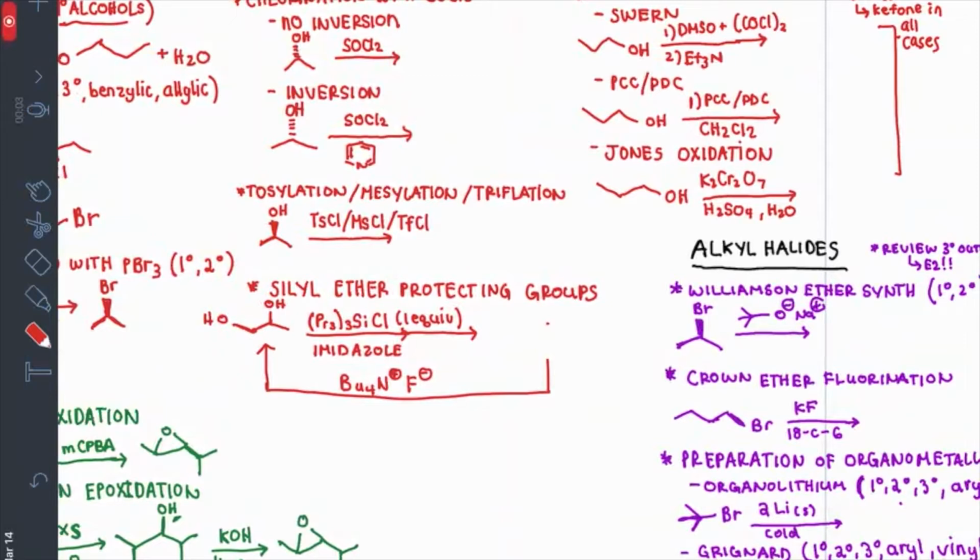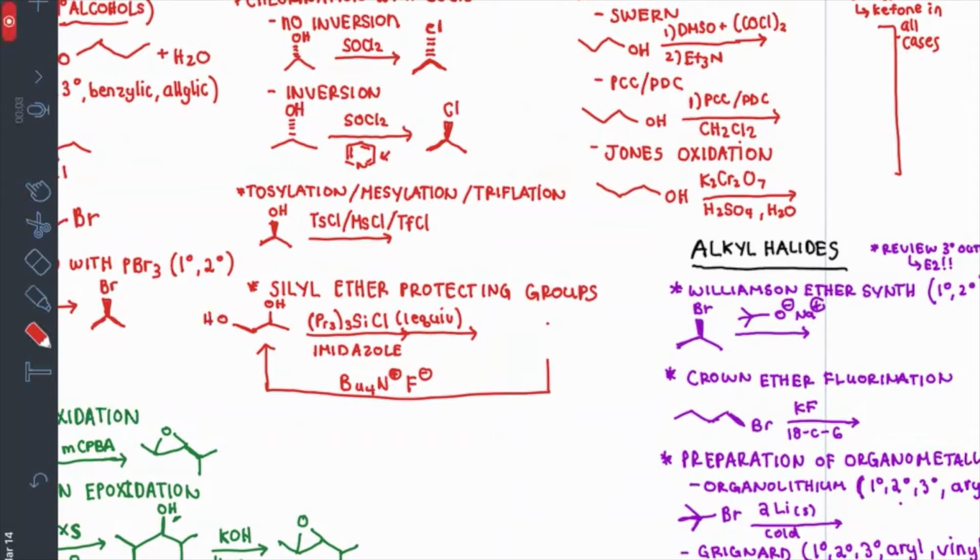There's the no inversion, or there is the inversion, okay? And so with just SOCl2, we will maintain our stereochem. So in this case, we go from a dashed OH to a dashed chlorine, whereas with inversion, that's when you have pyridine, which is this molecule right here, we observe an inversion in stereochem. So in this case, we go from dashed OH to wedged Cl.